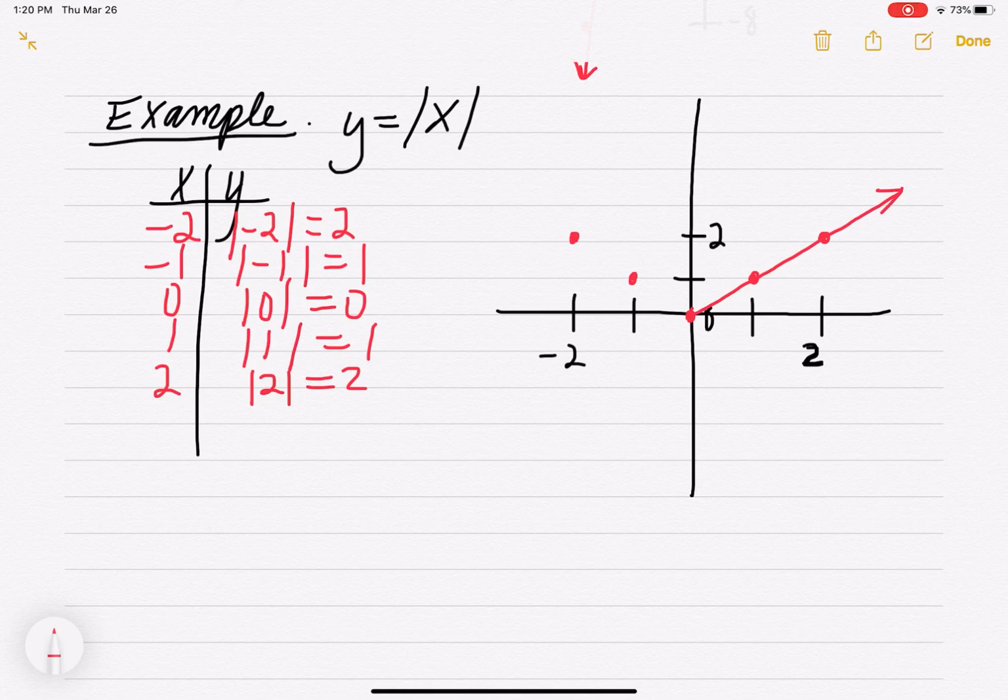And I'm going to connect those. Connect those and we get basically a V. A nice V shape. This is the absolute value equation. Y equals the absolute value of x.